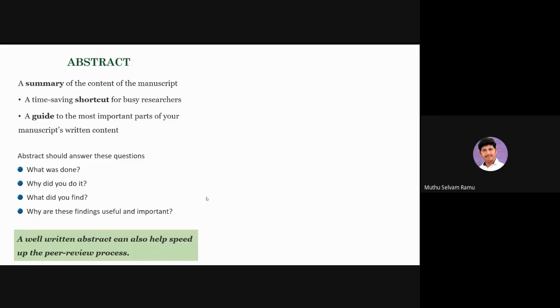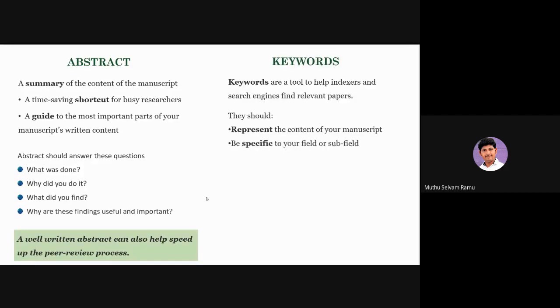Here, I have given a few hints with colored boxes in every slide. For the viewers, I would like to remind that the hints will be in italics and in a box. A well-written abstract can also help speed up the peer review process. As mentioned here, it also has the possibility to get your manuscript published as an article. So, next slide.